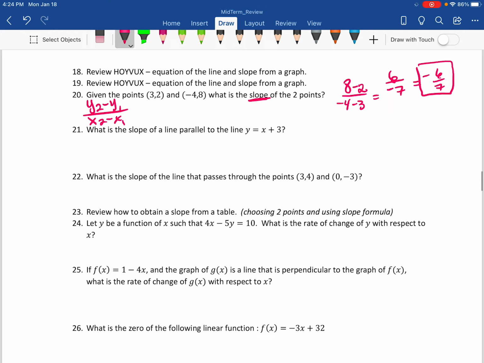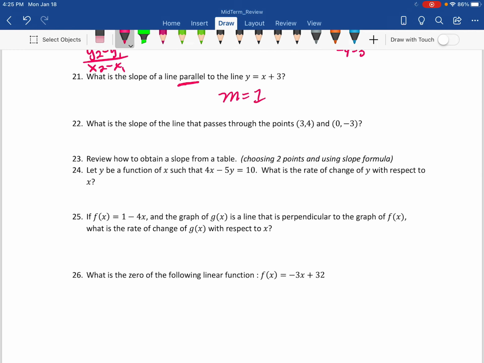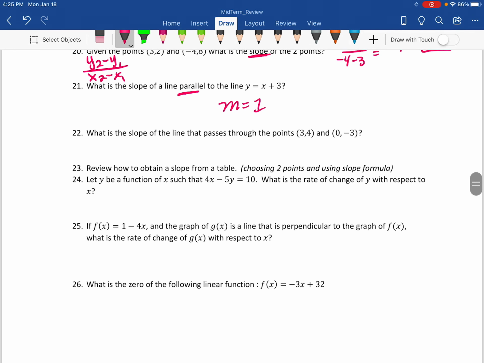Number 21, what is the slope of the line parallel to the line given to us? That slope is going to be equal to 1 because that's y equals x plus 3. What is the slope of the line that passes through the points given? Just like number 20, you're going to use the slope formula. So that's going to be -3 minus 4 over 0 minus 3. That's going to give me -7 divided by -3. Negative divided by a negative becomes a positive. So that is 7/3.